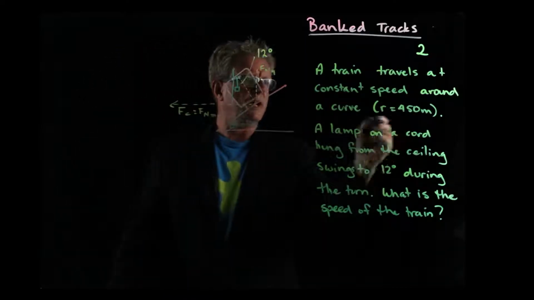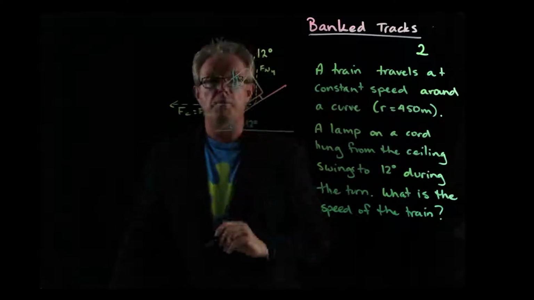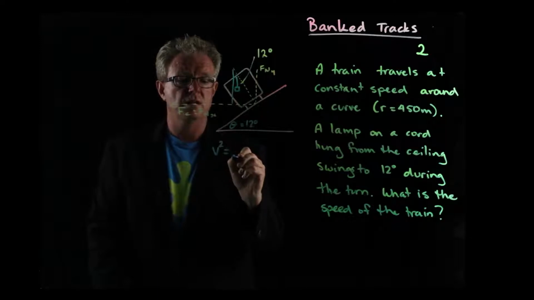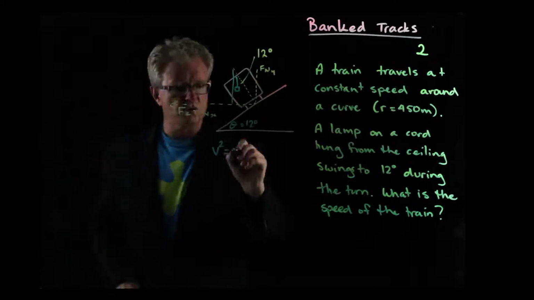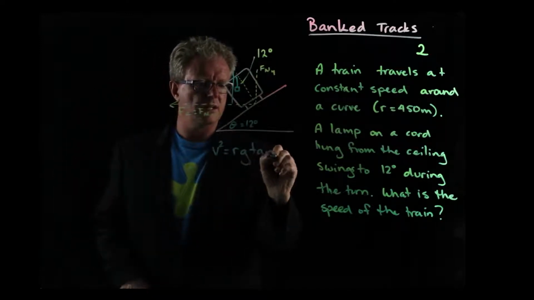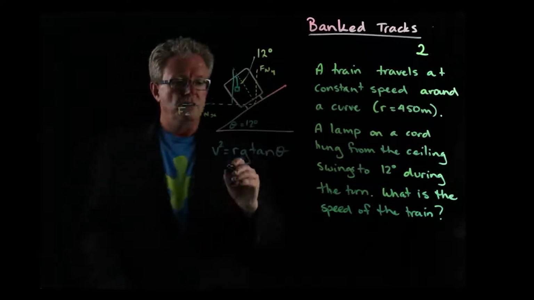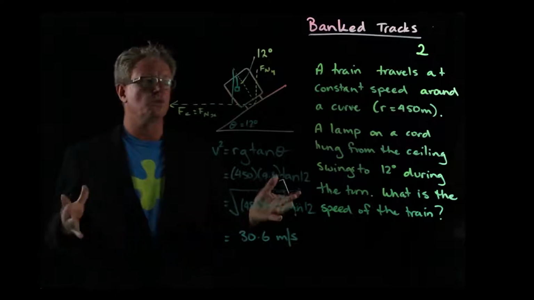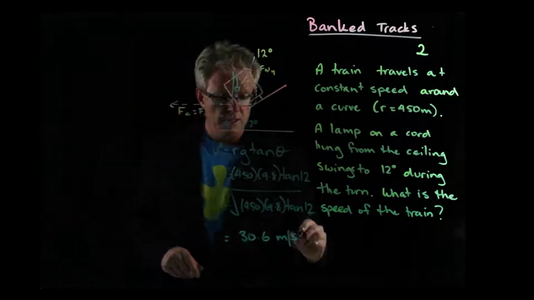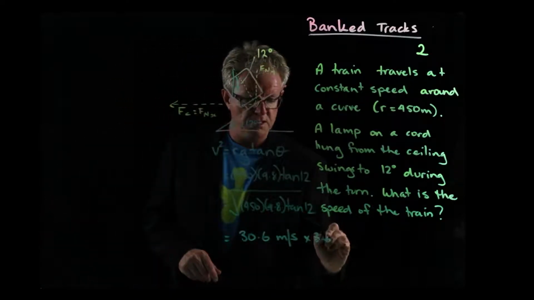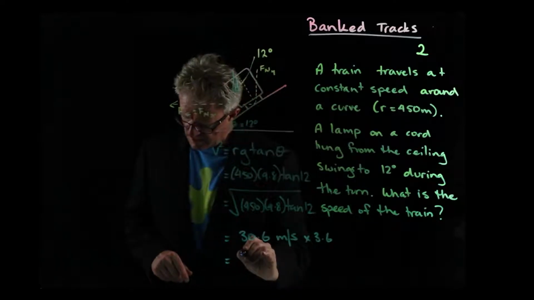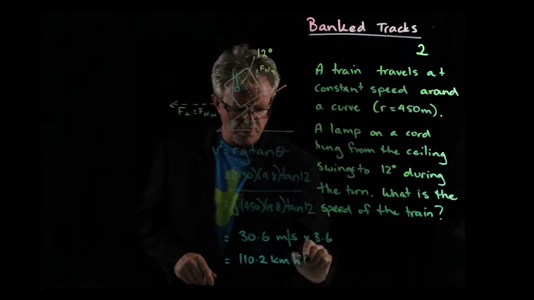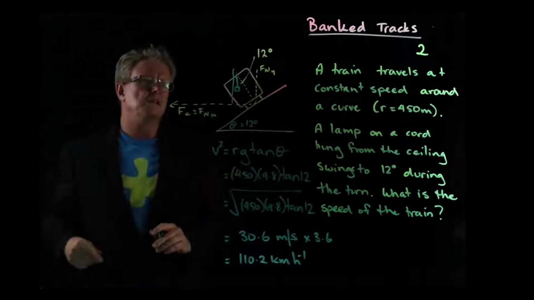We've got a radius of 450. We've got the banking angle there. So now we have to remember our equation, v squared is equal to r g tan theta. So we put in the values and see what we get. So it's 30.6 meters per second, but then of course we want to convert it to kilometers per hour. So we times that by 3.6, and that gives us 110.2 kilometers per hour. So that is the speed of the train.